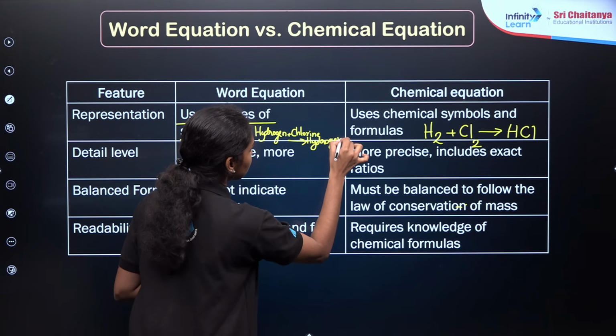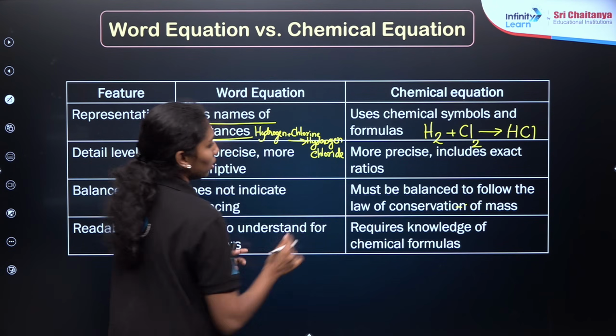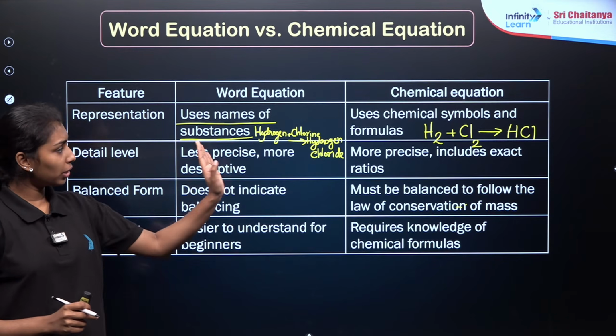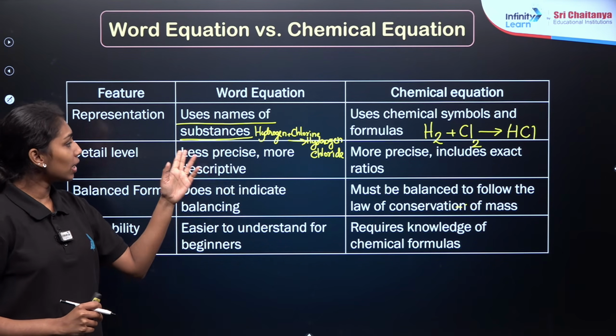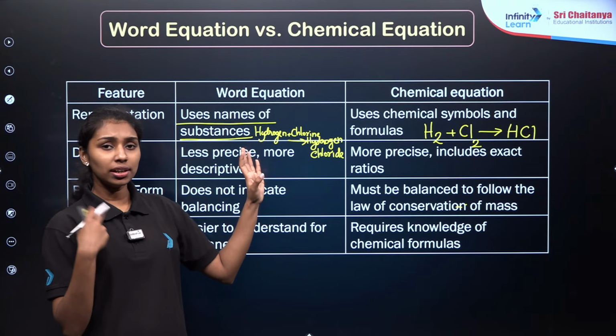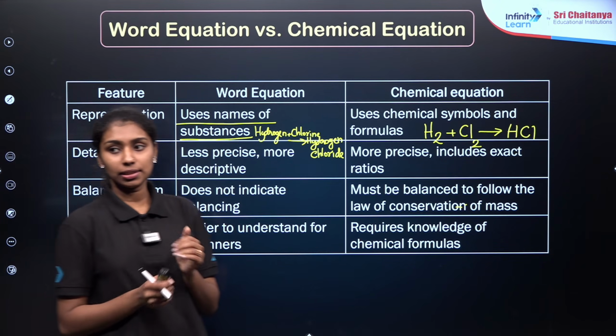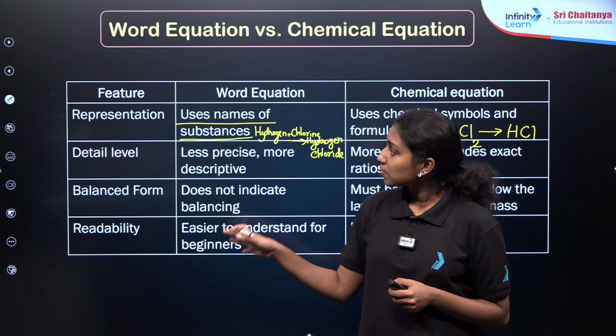So what will be the limitation of this word equation? It is very difficult to write the complete names here, right? So it is less precise and more descriptive. It does not indicate the balancing here. We can't explain the balanced equation here, and it is easier to understand for beginners. So these are the main important points for the word equation.